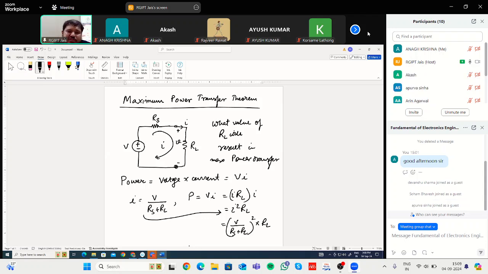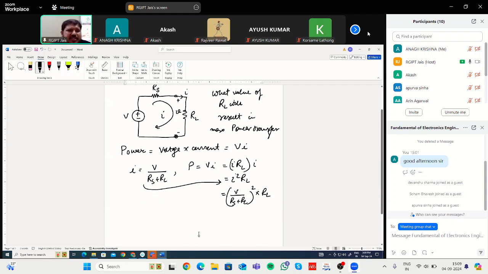Now our aim here is to find out for what value of RL maximum power will be delivered. Maximize and minimize, you have already done. So this power now is a function of RL. To maximize this, what we have to do? You differentiate this power with respect to RL and equate that to 0. Whatever value of RL you get can be either a maximum or a minimum. Then you have to do the double derivative test.